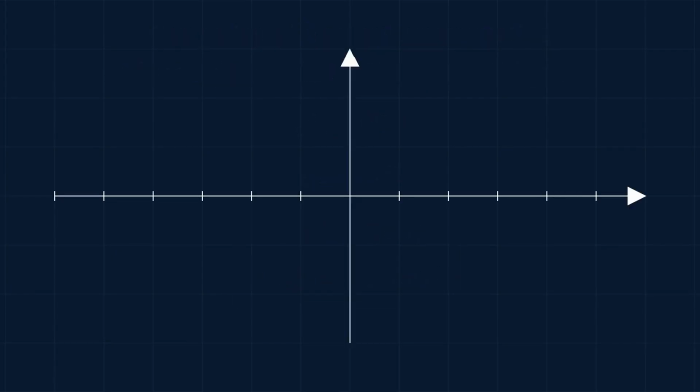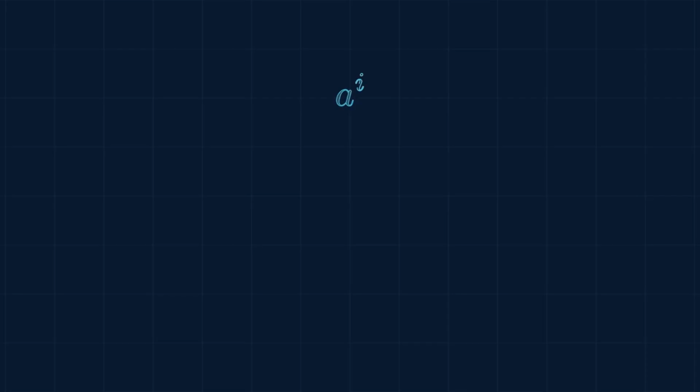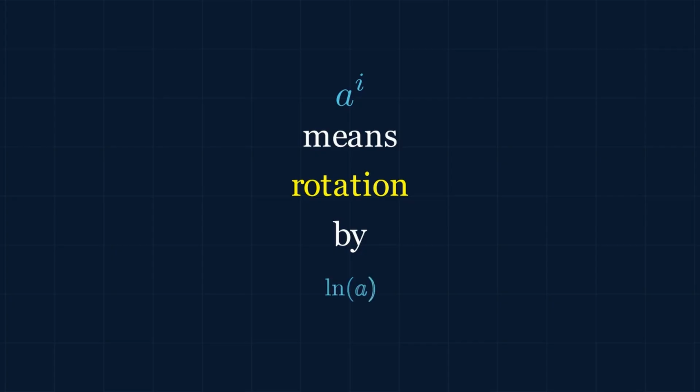Looking at it geometrically, on the complex plane, it lies on a circle with radius 1 at an angle ln a radians from the x-axis. So we conclude that raising any positive real number a to the power of iota is equivalent to a rotation on the unit circle in the complex Argand plane by an amount equal to its natural log.